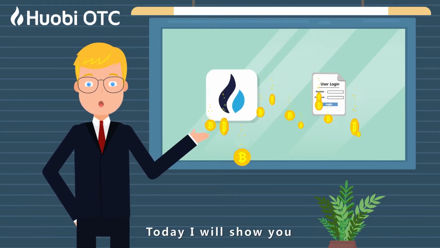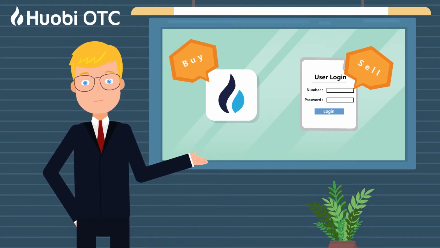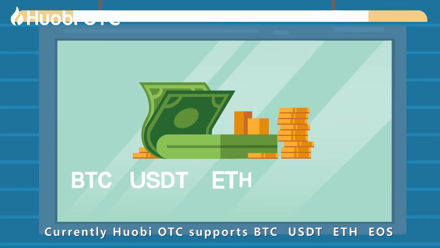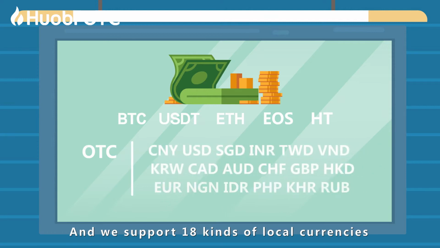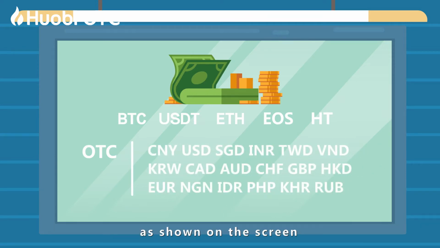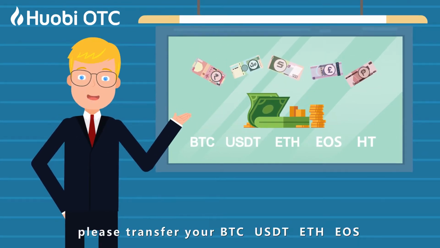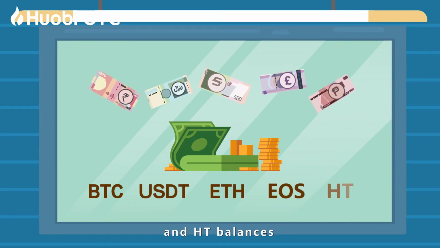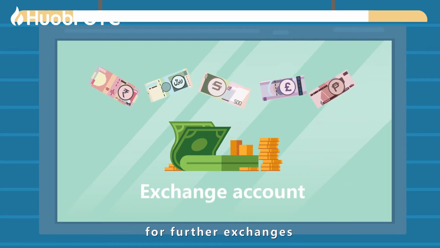Today, I will show you how to take OTC trades on Huobi OTC website. Currently, Huobi OTC supports BTC, USDT, ETH, EOS, and Huobi token, HT. And we support 18 kinds of local currencies, as shown on the screen. If you need to trade with other digital assets, please transfer your BTC, USDT, ETH, EOS, and HT balances to your Huobi Global Exchange account for further exchanges.